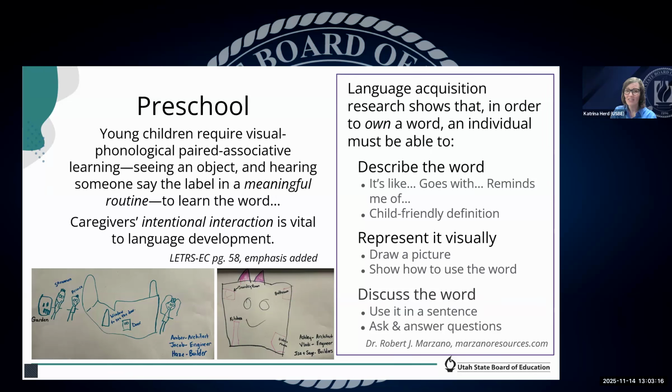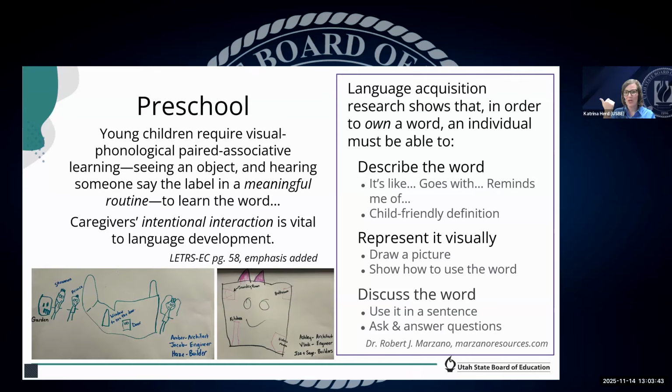Intentional interaction is vital to language development. And then I love these three things from the Marzano Institute on language acquisition. I learned this when I was developing my skills to teach English as a second or third or fifth language. There are three things that any person needs to be able to do with a word in order to say, I own that word. That's part of my vocabulary.